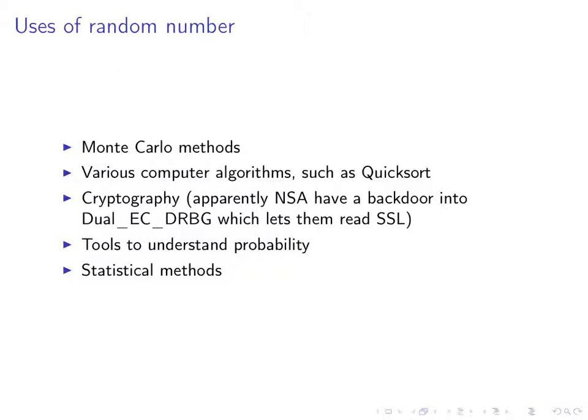How do we use them? We could use random numbers in Monte Carlo methods. This is what we were doing in the tutorial. Random numbers crop up in all kinds of computer algorithms, such as quicksort. Really important in cryptography. And just a little note there, apparently the NSA have a backdoor into this random number generator, and what that means is apparently they can read SSL traffic on the web if they want to. Random numbers are also a mathematical tool that helps us understand probability, and of course you won't be surprised to find they come up a lot in statistical methods.